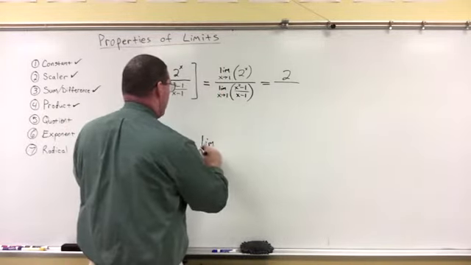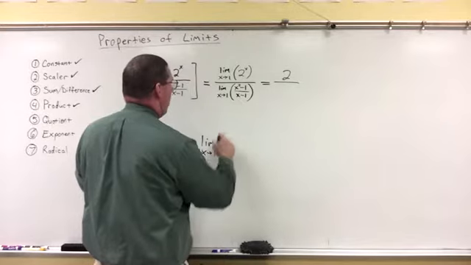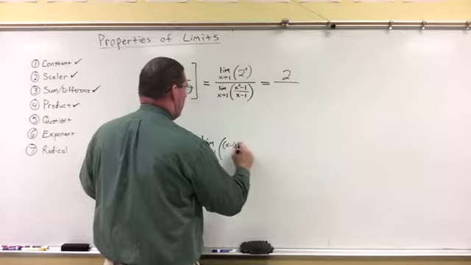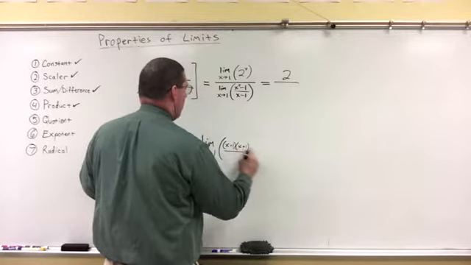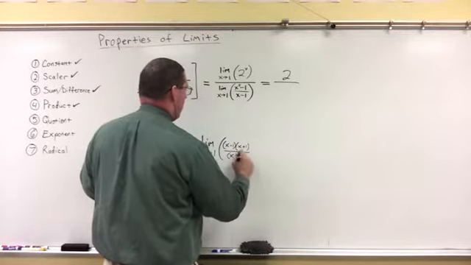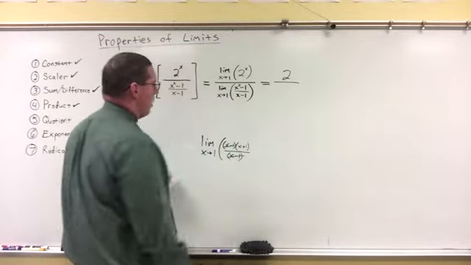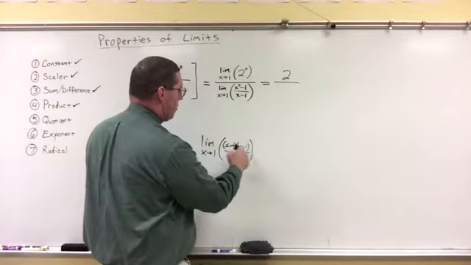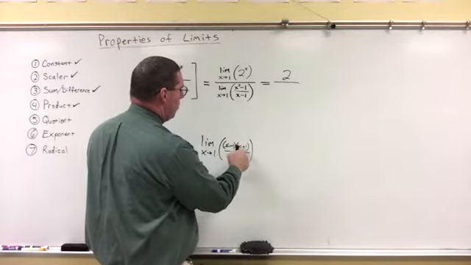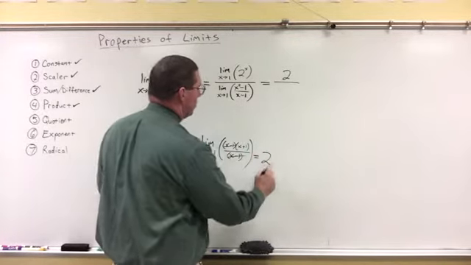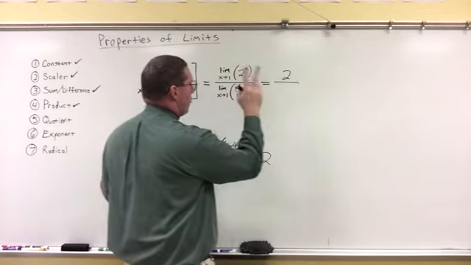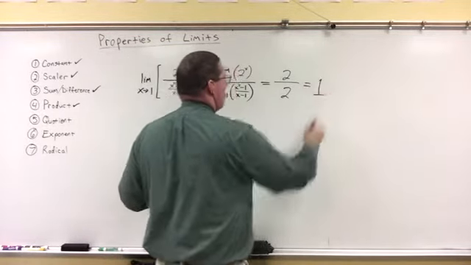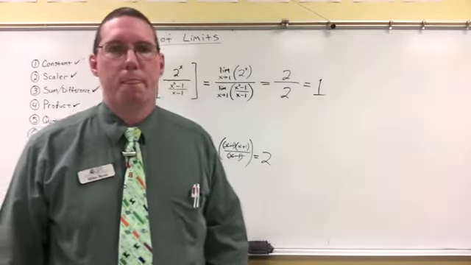We'll have the limit as x approaches 1 of, we're going to factor the numerator. That's going to become x minus 1 times x plus 1 over x minus 1. Now we're going to cancel the x minus 1s, right? And now all we have left is x plus 1. Plug the 1 in, and 1 plus 1 is equal to 2. So the denominator here is 2, and so our answer is 2 over 2, which is 1. So our answer is 1. Okay?